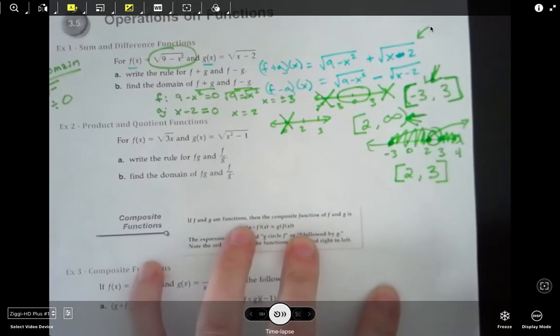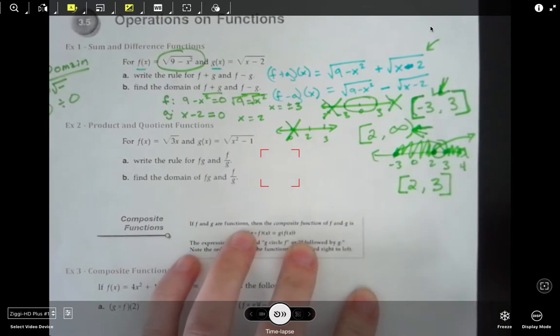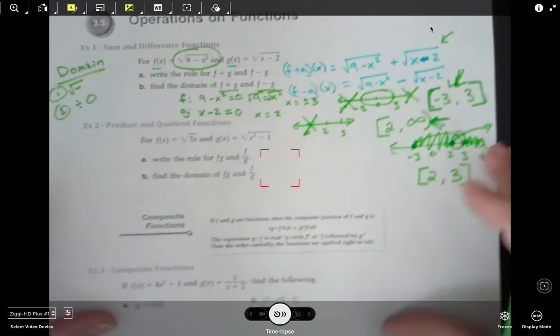Holy cow. The domain is the ugly part. The rule is actually pretty easy because you just rewrite it and combine like terms. So there is that. All right.